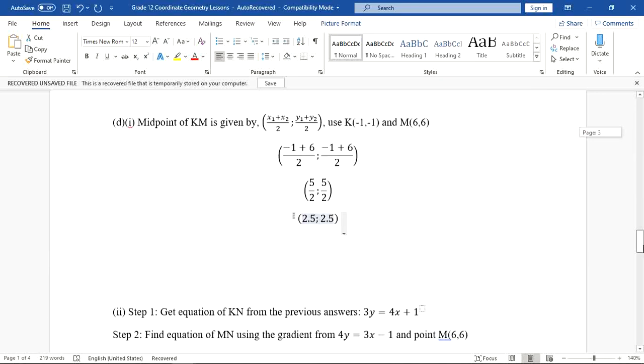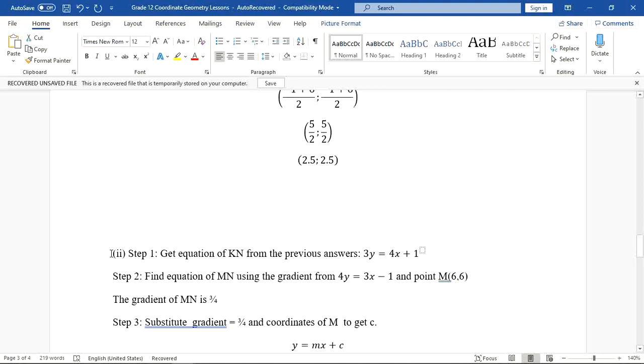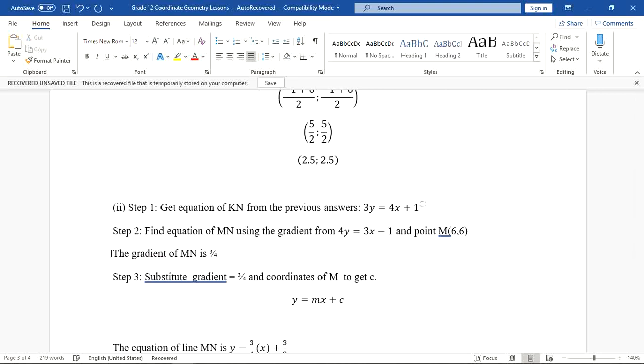Alright, we're going to do this in 4 or 5 steps. Step number 1, get the equation of KN from the previous answers. We already have it: 3y is equal to 4x plus 1. And then step number 2, find the equation of MN using the gradient of 4y is equal to 3x minus 1, and the point M, (6; 6).